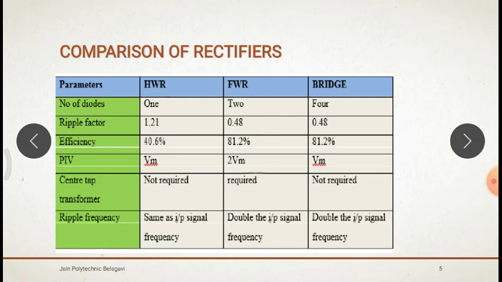A center tap transformer is only required for the full wave center tap rectifier. Here it is required, other types do not need it. Next, ripple frequency in the half wave is the same as the input signal frequency. In the full wave rectifier it is double, and in the bridge rectifier also it is double.